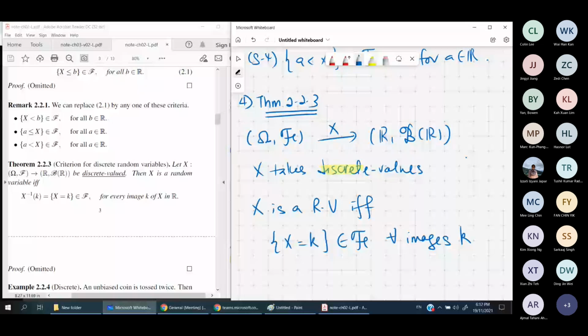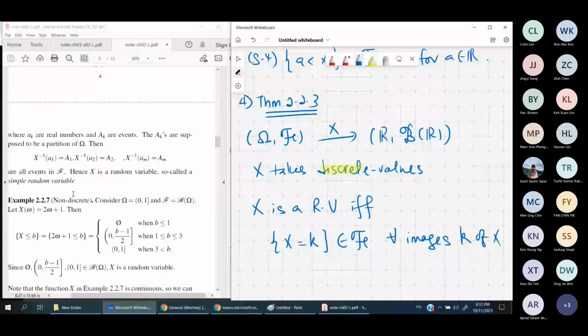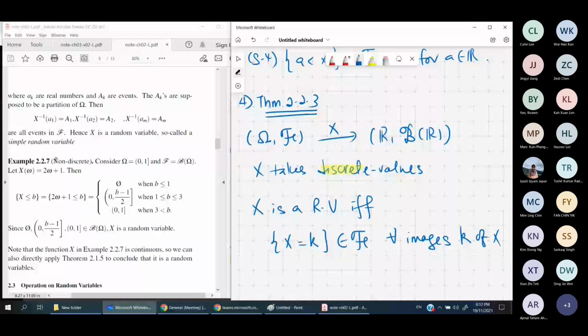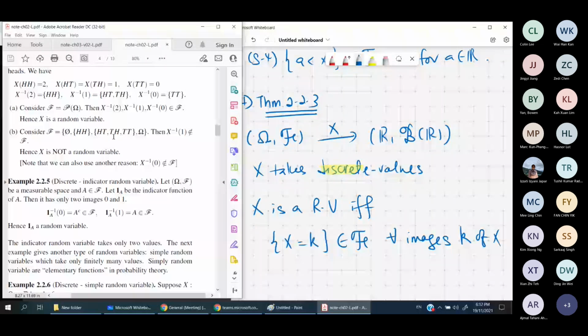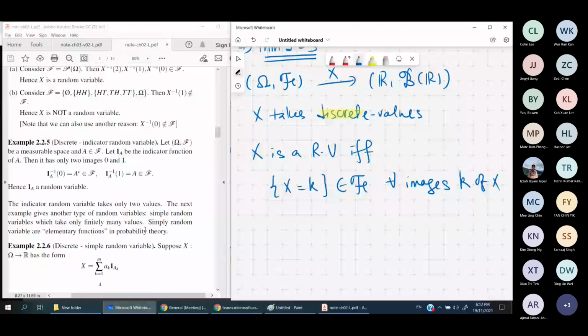So we have gone through several examples here for the discrete case. Okay, so this is one example of the non-discrete case. So again, let's come back to here. In fact, we do have a lot of functions that are random variables.